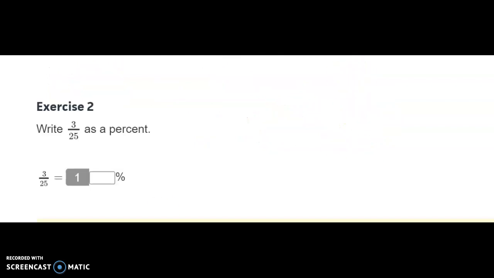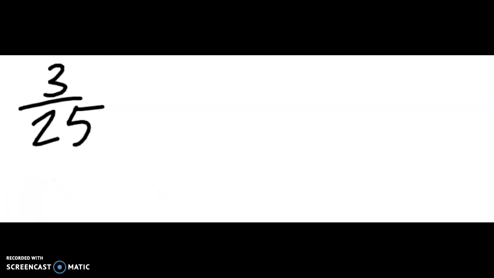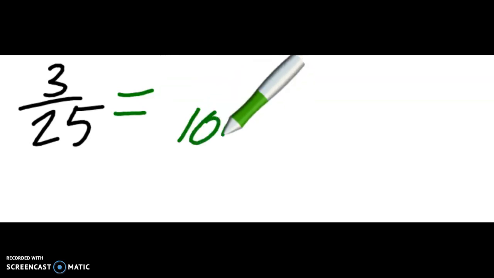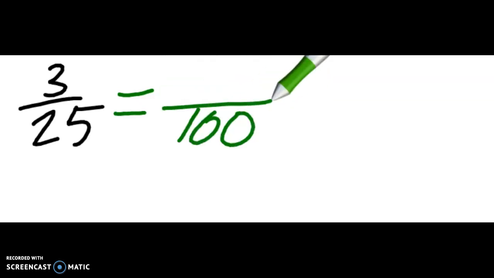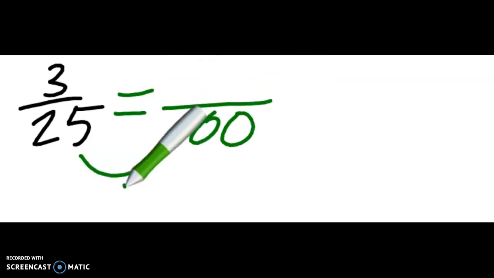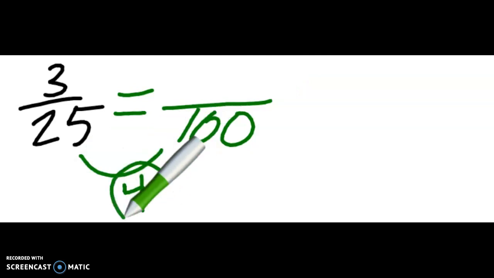Now, for question number 2, we do the exact opposite. If we divide the percent to find the fraction, then we do the opposite. We multiply the fraction to make it a percent. So let's take a look at 3 over 25. Again, the easiest way when we look at 3 over 25 is to think of this as 100. How can we get that to 100%? 25 times what is going to give us 100? Well, it would be 4.